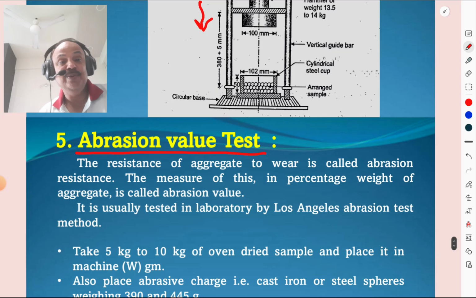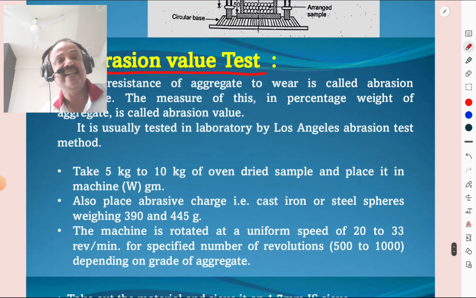Then abrasion value. The resistance of the aggregate to wear is called abrasion resistance. Resistance to wear is called abrasion. One must know that. The measure of this in percentage weight of aggregate is called abrasion value. It is usually tested in the laboratory by the Los Angeles abrasion test. There may be a Deval or Dorry's abrasion test also.